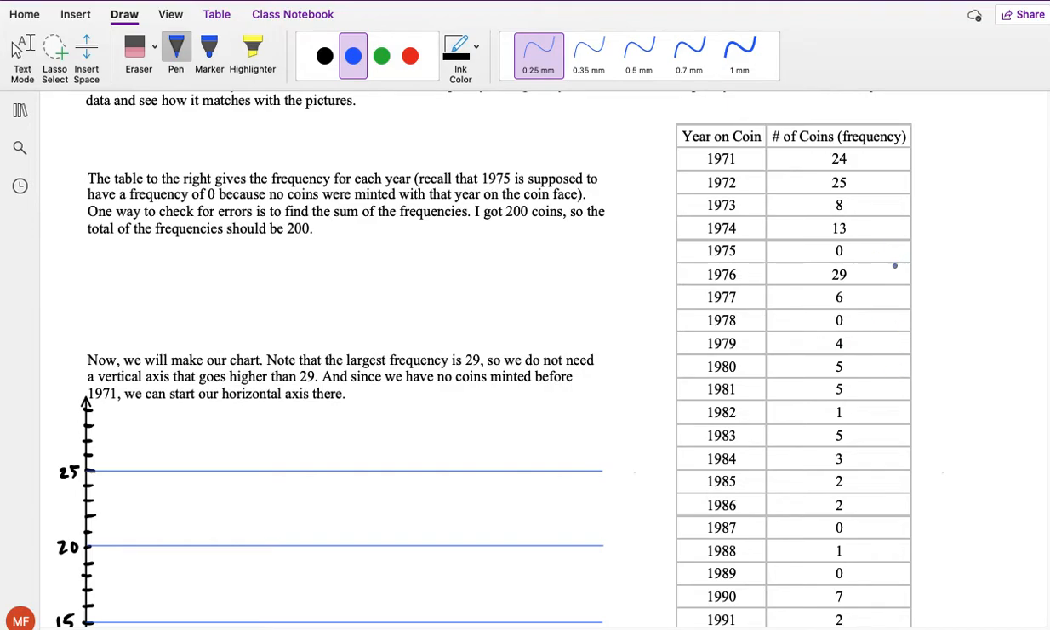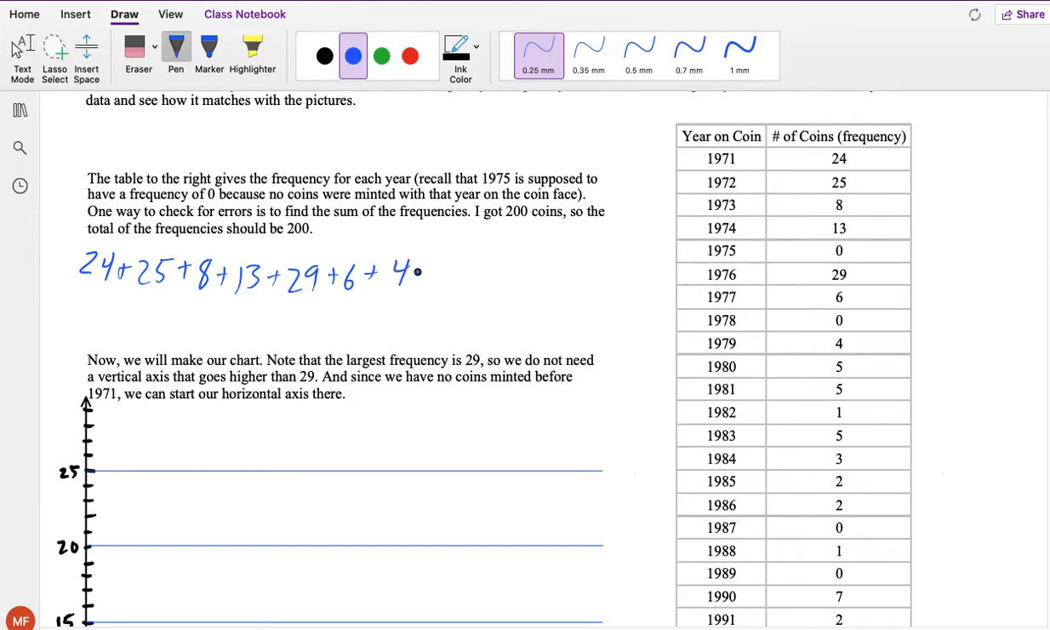So, of course, I could just go through and check these individually, but that takes a while. And one way I can do a quick check is to make sure that since I know I had 200 coins, that's how many I got from the bank, and I confirmed it while I was opening up the rolls. None of the rolls were missing coins or anything. There should be a total of 200 of these frequencies. So if I take the frequencies, 24, 25, and so on, I should get 200.